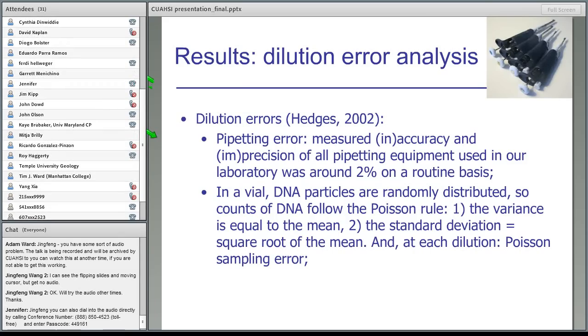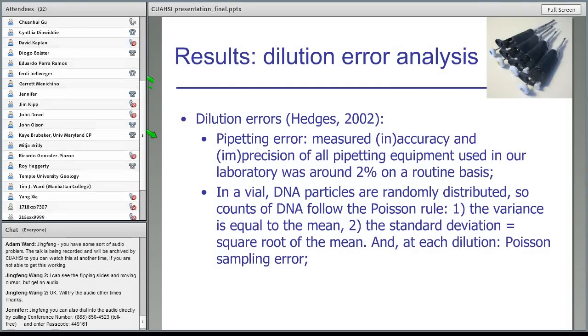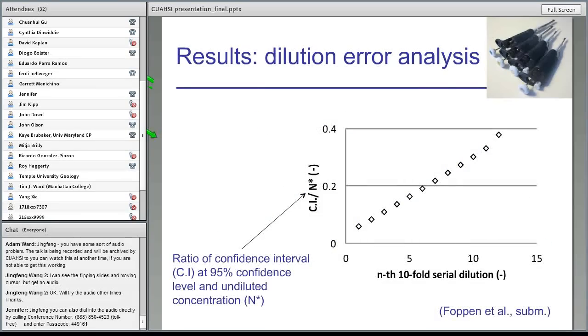And in a vial, DNA particles are randomly distributed. So counts of DNA follow the Poisson rule, which means that the variance is equal to the mean, and the standard deviation is equal to the square root of the mean, but also that at each dilution you introduce a Poisson sampling error, and you need to quantify that. I will spare you all the difficult variance calculations.